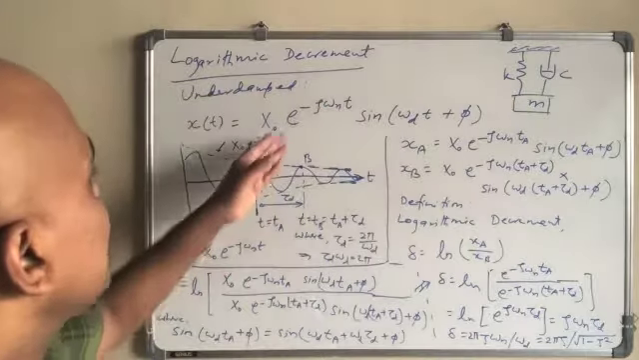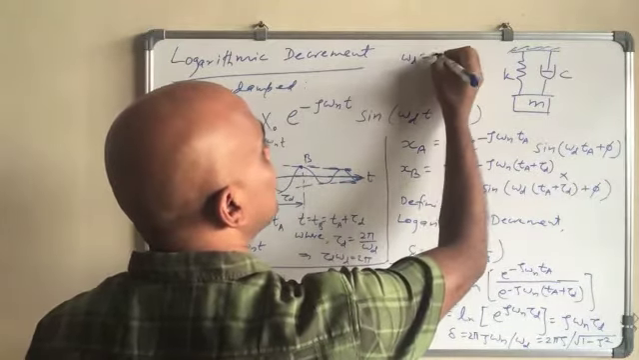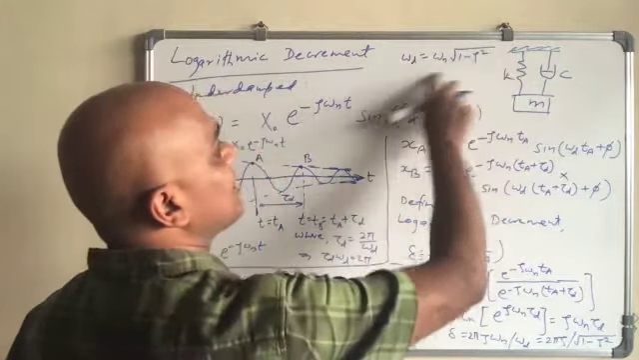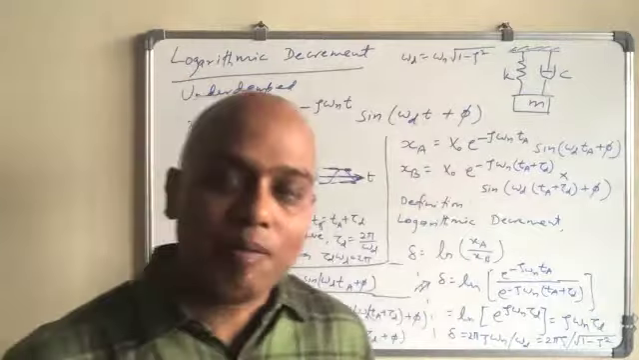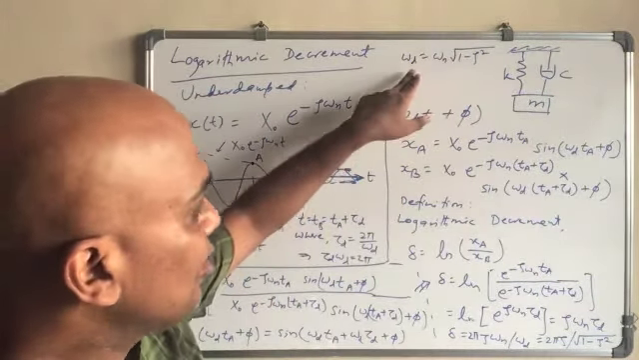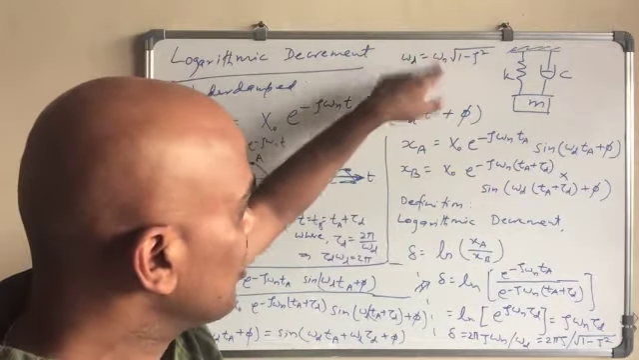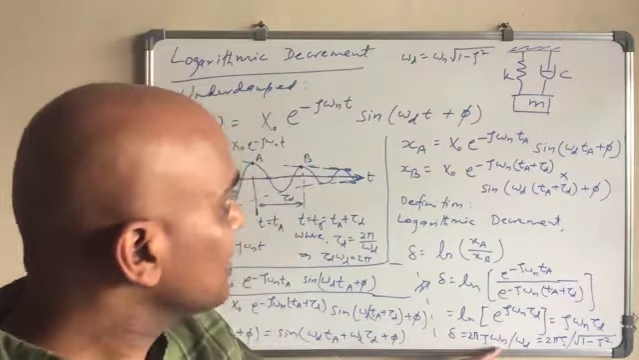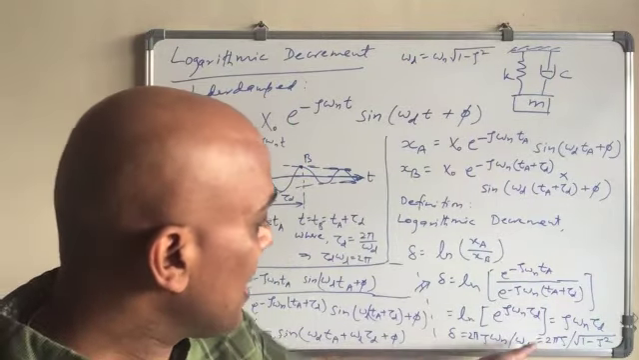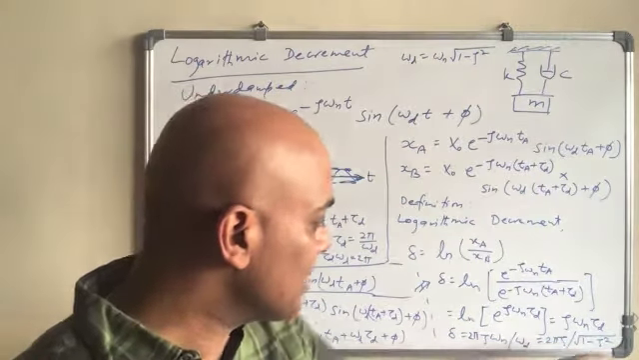Because omega_d is equal to omega_n multiplied by root of 1 minus zeta square, right? This is the relation we saw 2 days back. So hence omega_n over omega_d is equal to 1 over root of 1 minus zeta square. So this is what you get, and hence you get 2 pi times zeta divided by root of 1 minus zeta square.